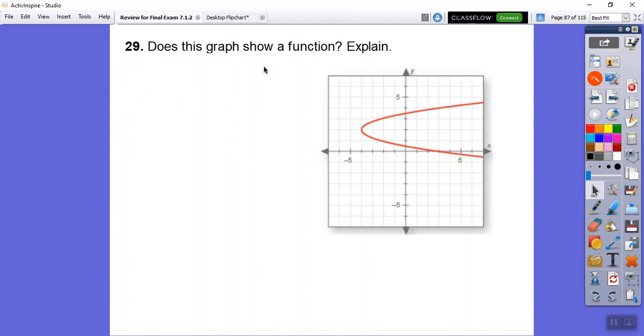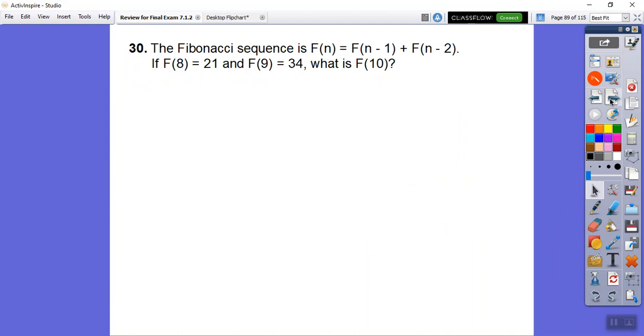Okay, is this graph a function? Why? Well, I do the vertical line test, and if you drew a vertical line down through there, it would intersect it in more than one spot, so it fails the vertical line test. So if you drew this vertical line through, it fails the vertical line test. Okay, so it's not a function because it fails the vertical line test.